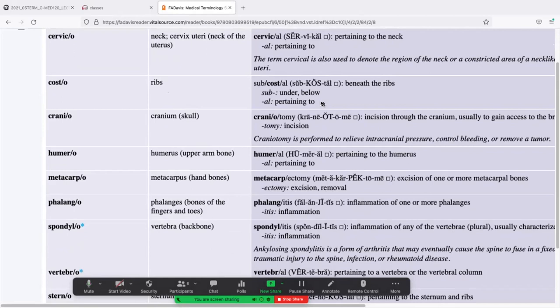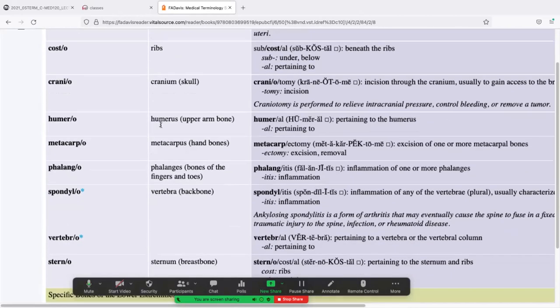Costo means ribs. So your subcostal area is the space right underneath your ribs, which, by the way, don't poke somebody there because there's arteries, veins, and nerves, and that's why it's painful when you poke somebody in the chest, especially in the subcostal area.